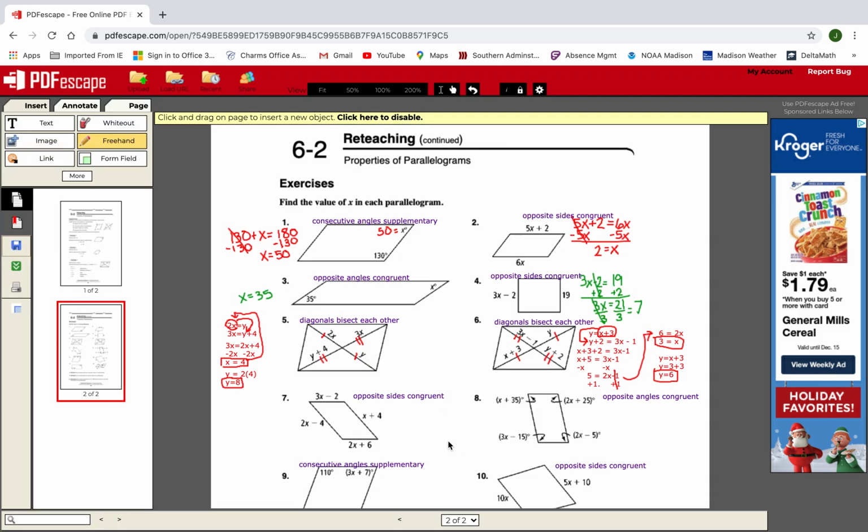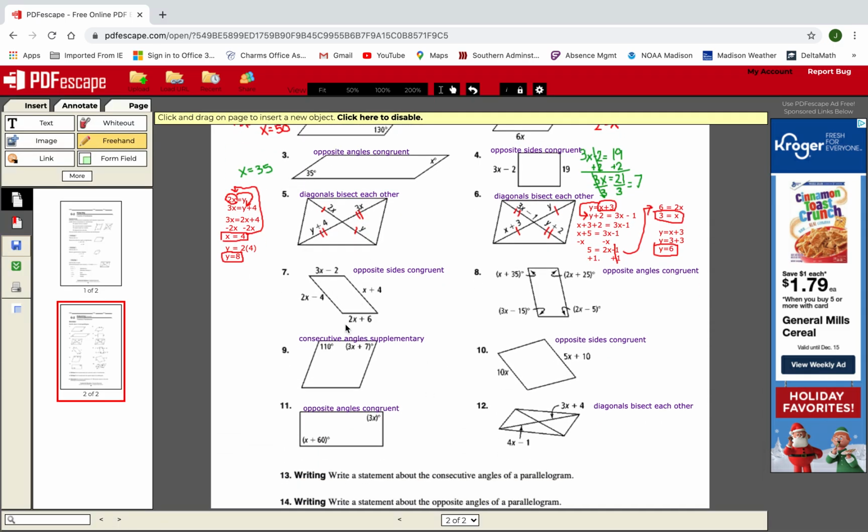All right. 7. Opposite sides congruent. So we're simply going to set these things equal to each other. I'm going to switch over to green real quick. Okay. So I know that opposite sides are congruent. Let me put some markings on here to indicate that. That means that this segment equals this segment. And then these opposite sides, this one equals this one. So I'm going to take that information and put that in equation form. So I know that 3x minus 2 equals 2x plus 6. I'm going to solve that right quick. Solve that by subtracting 2x from both sides.